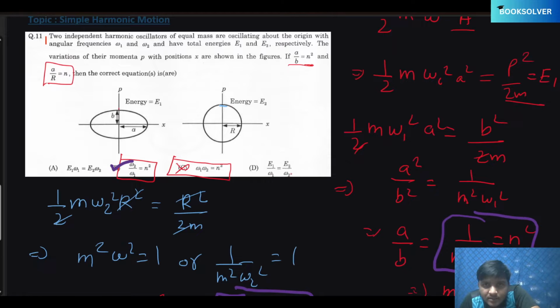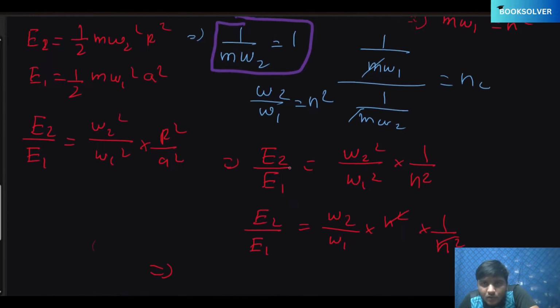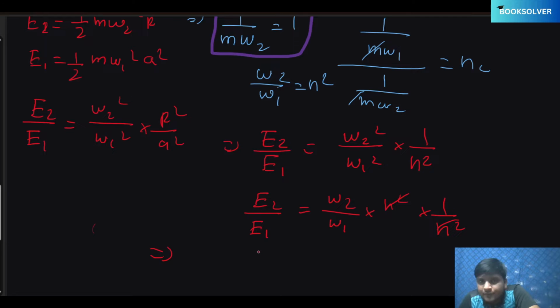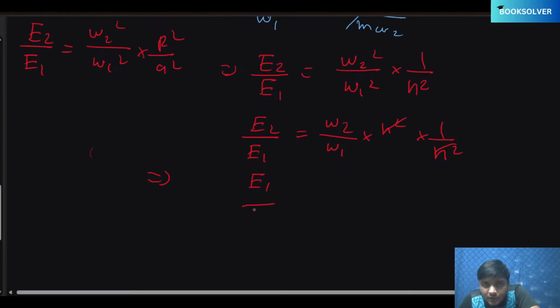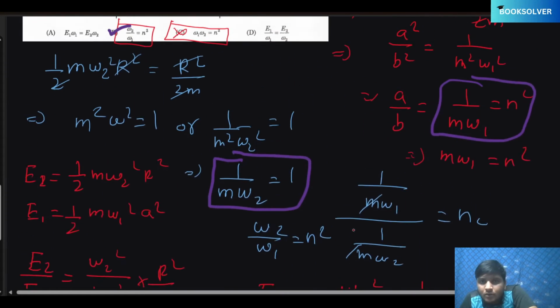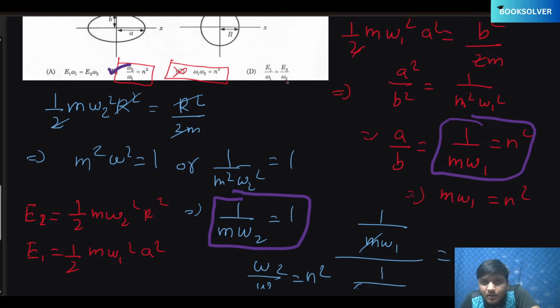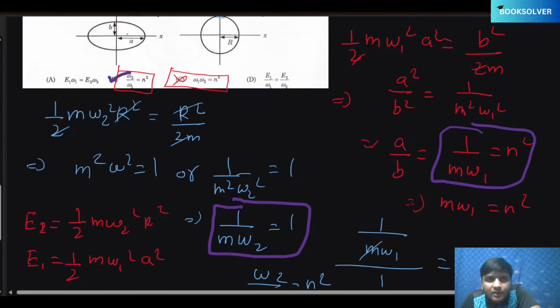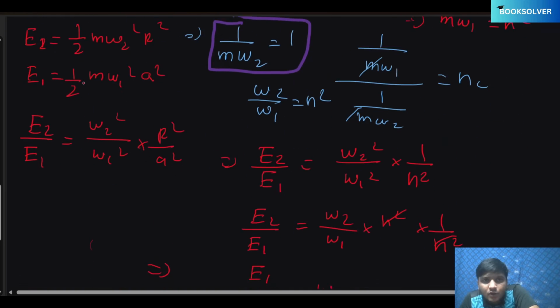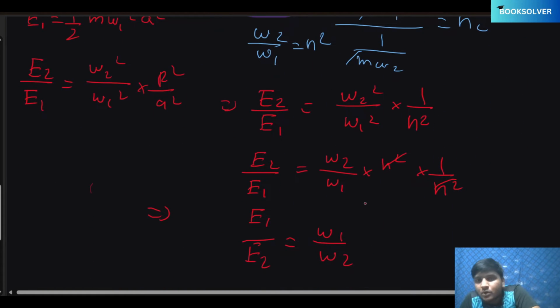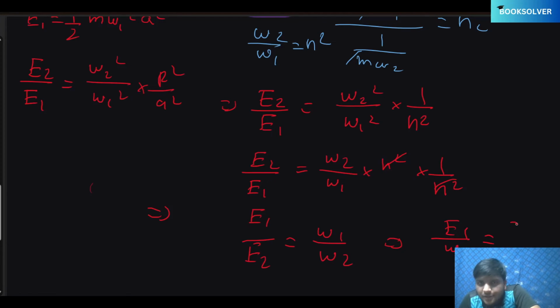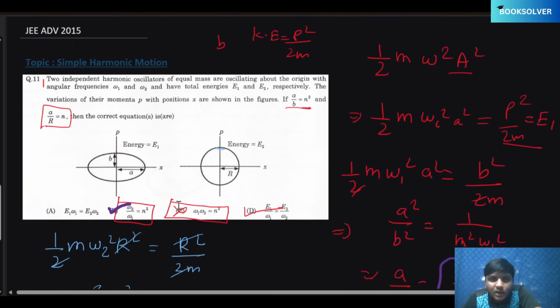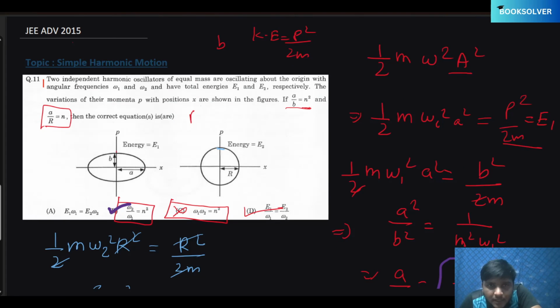Is there any option like this? Or we can write it by taking the reciprocal here. So E1 by E2 should be equal to omega 1 by omega 2. We can see clearly that option D is correct here. If you want it in the proper way, E1 by omega 1 is equal to E2 by omega 2. So hence we get our final correct options as D and B here. This is our final answer. Thank you everyone.